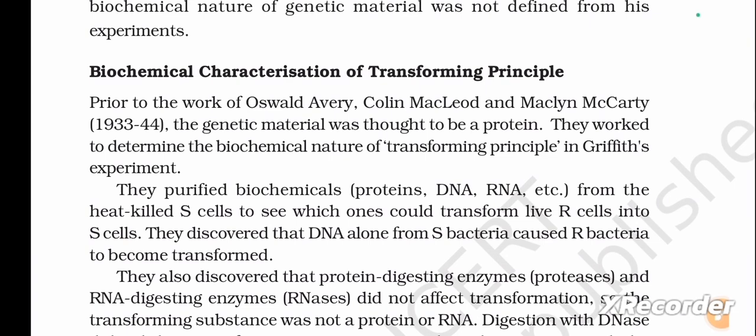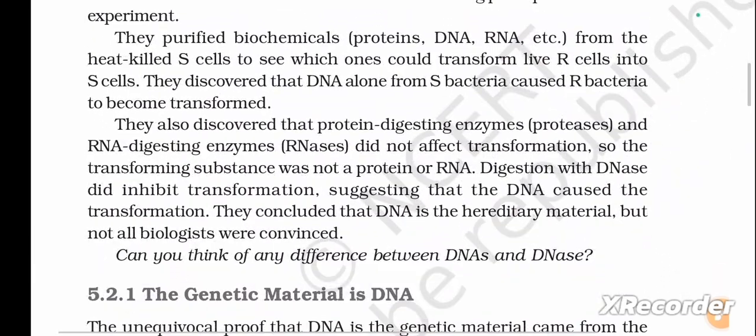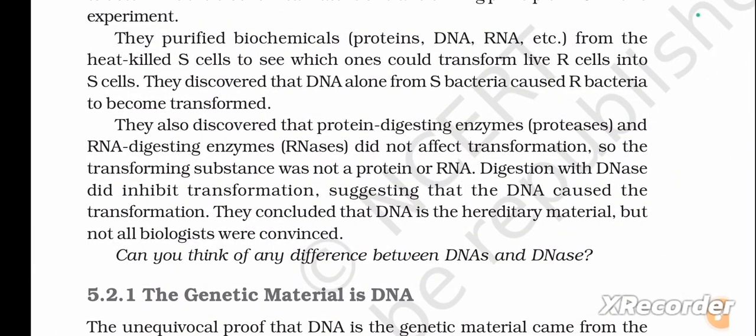They discovered that DNA alone from S bacteria caused R bacteria to become transformed. They also discovered that protein digesting enzymes, proteases, and RNA digesting enzymes, RNases, did not affect transformation. So the transforming substance was not a protein or RNA. Digestion with DNase did inhibit transformation, suggesting that the DNA caused the transformation. They concluded that DNA is the hereditary material, but not all biologists were convinced.